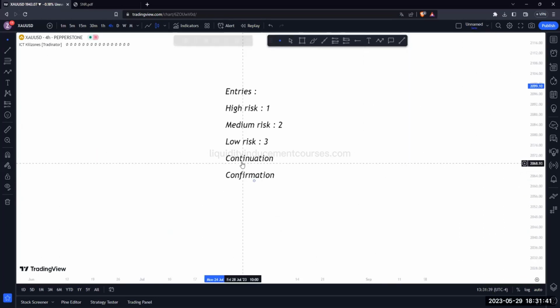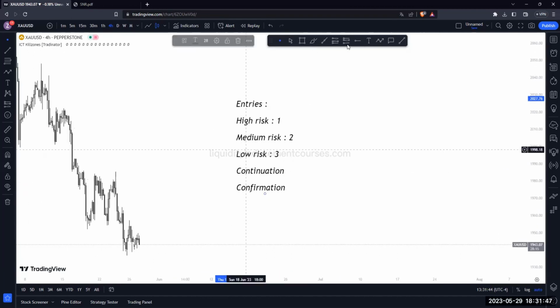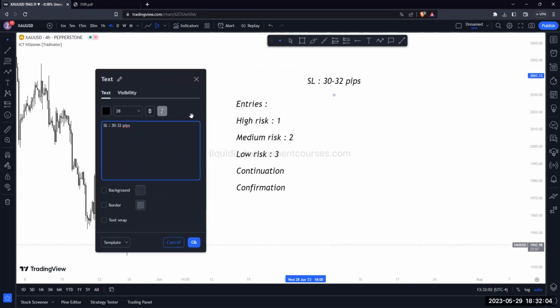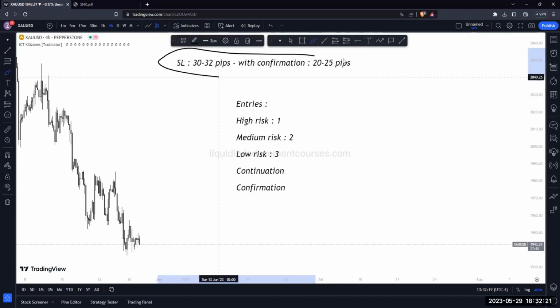Now I'm going to give you the rules of my trading plan. Okay, so for high risk, the SL is always fixed at 30, and if you have spread, it's 32 pips. And for entries using confirmation, it's 20 to 25 pips. Okay, that's the stop loss, always, in all entry types.